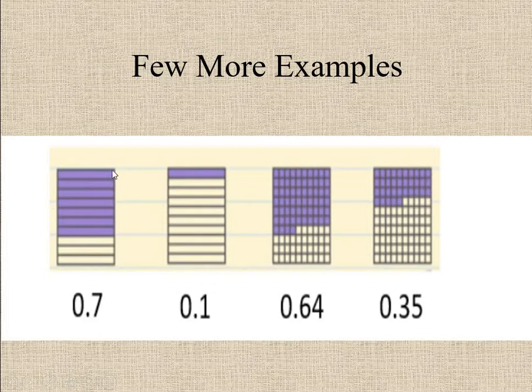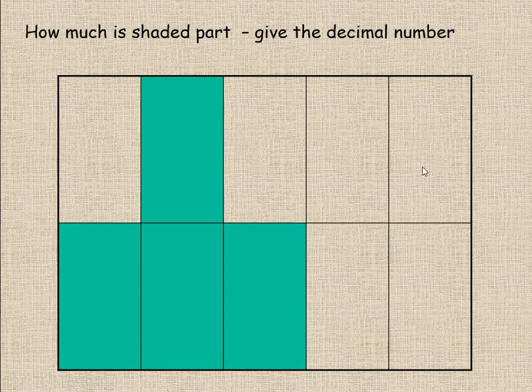Suppose here the first rectangle is divided into 10 equal parts and 7 parts are shaded. So this is 0.7. Here the second rectangle is divided into 10 equal parts and 1 part is shaded. So this is 0.1. The third rectangle is divided into 100 equal parts and 64 parts are shaded. So this is 0.64. The fourth rectangle is divided into 100 equal parts and 35 parts are shaded. So this is 0.35.